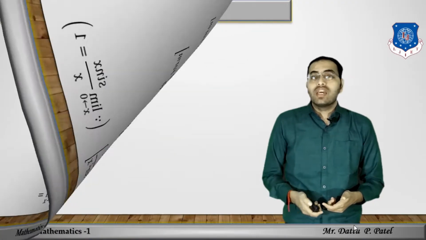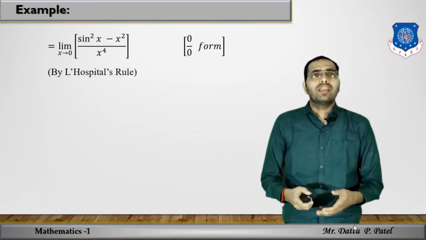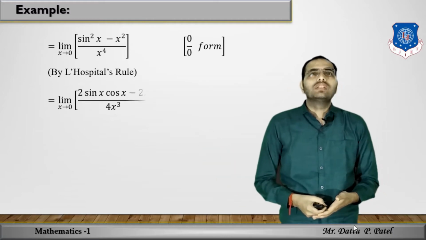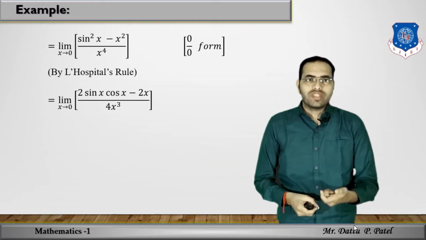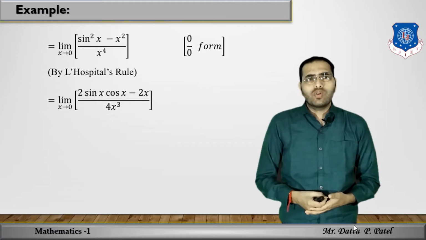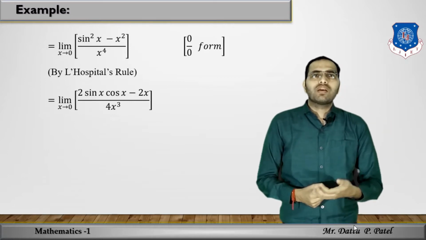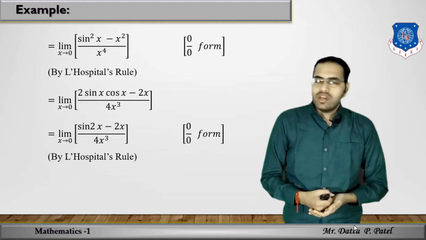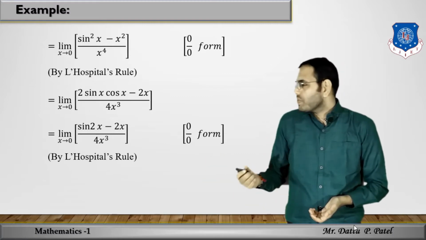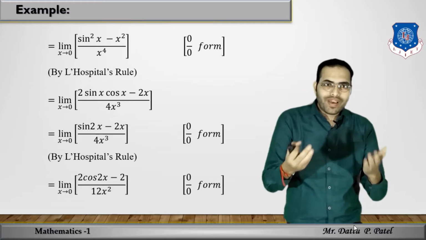Now check whether the given form is 0 by 0 or not; obviously it is 0 by 0 form. Then simplifying with the help of L'Hopital's rule, it becomes 2 sin x into cos x minus 2x upon 4x cube. You are all aware of the basic trigonometric formula, 2 sin theta into cos theta equals sin 2 theta, so it becomes sin 2x minus 2x upon 4x cube. Again that is 0 by 0 form, then applying L'Hopital's rule again, it becomes 2 cos 2x minus 2 upon 12x square. Again that is 0 by 0 form.